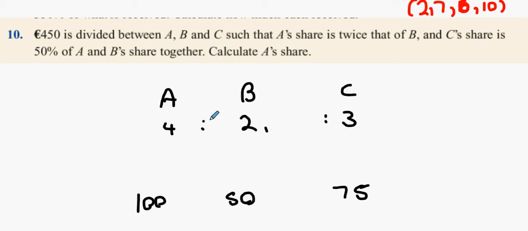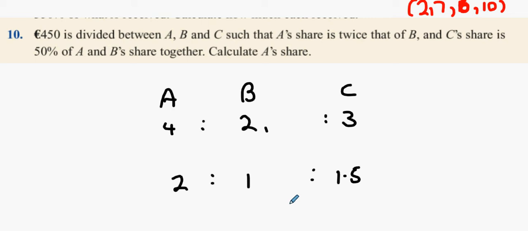Another way of doing it is to allocate the smallest number to B. Okay, if B is 1, what would A have to be? 2. And then C would be the average of A and B together. So what's 2 plus 1? And then divide it in half. 1.5. And if you weren't happy with that answer, you could just multiply everything by 2. And you get 4 is to 2 is to 3. Is that okay with you guys?